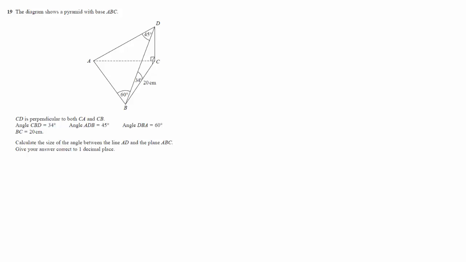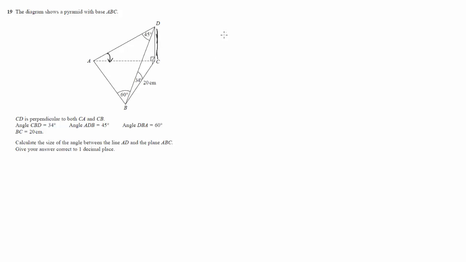Now to start off with, we're trying to calculate the size of the angle between the line AD and the plane ABC. So that means I'm trying to find that angle there. So that's the angle between the line AD and the plane ABC. And to do that, I'm going to need to know some more information. So I probably need to know the height of DC. Now to get the height of DC, I'm going to struggle with this part here.